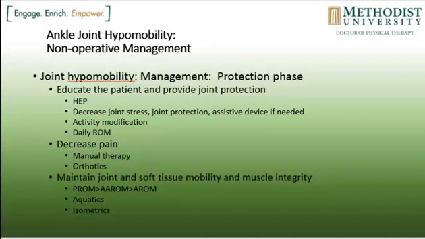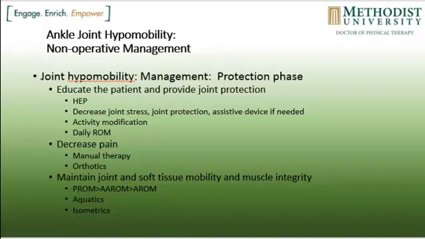You want to try to decrease pain using manual therapy techniques, and this can be grade 1 and 2 mobilizations or other manual therapy techniques to decrease pain. And maybe get orthotics to help alleviate some of the structural abnormalities that are present. You want to maintain joint and soft tissue mobility and muscle integrity. So begin with passive range of motion, active assistive range of motion, progressing to active range of motion. If they have active range of motion, work on isometrics and strengthening as needed.